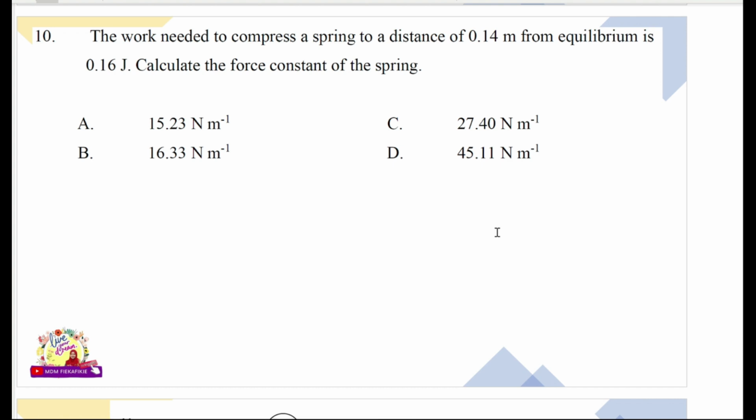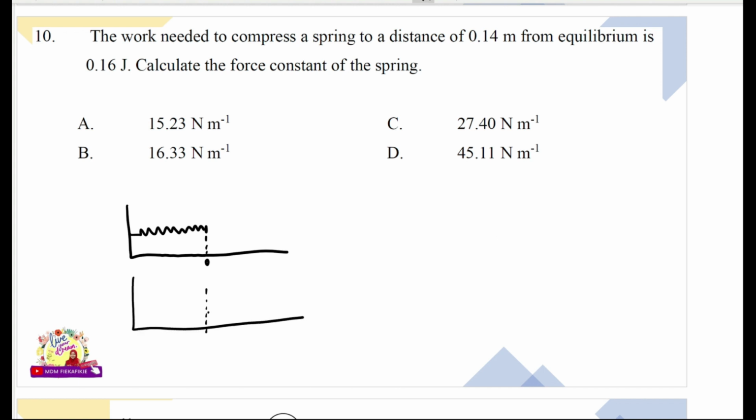So, the work needed to compress a spring to a distance of 0.14 meter from equilibrium is 0.16 joule. Okay. So, means that you ada spring. Okay. So, this is the initial length of the spring. And then you try to compress. This is the equilibrium position, O. Okay. And you try to compress the spring. Contoh you compress sampai sini. Okay.